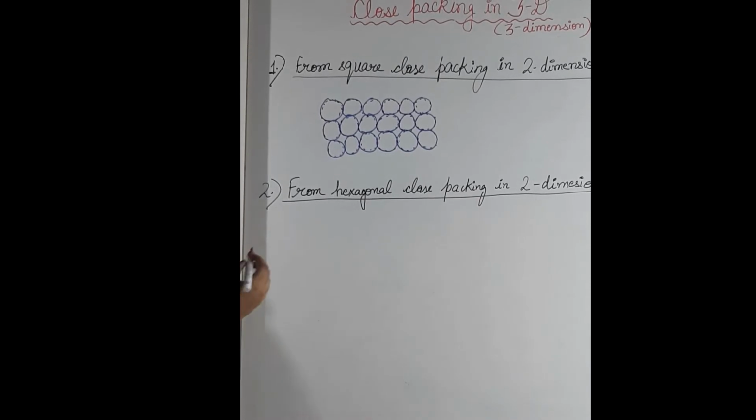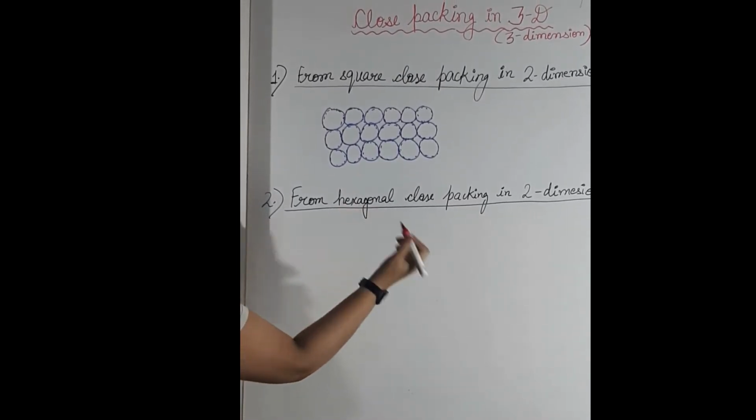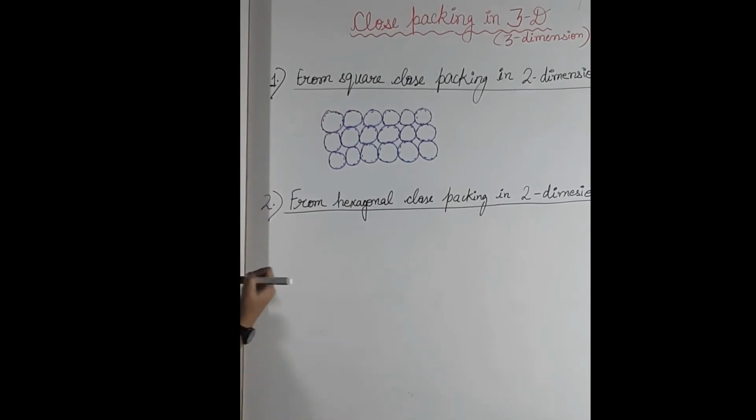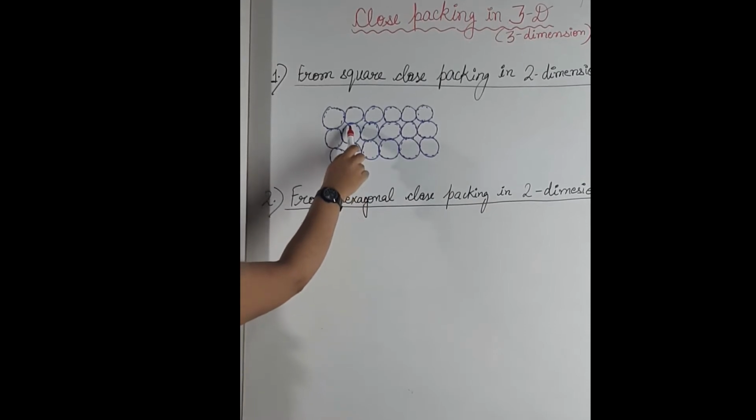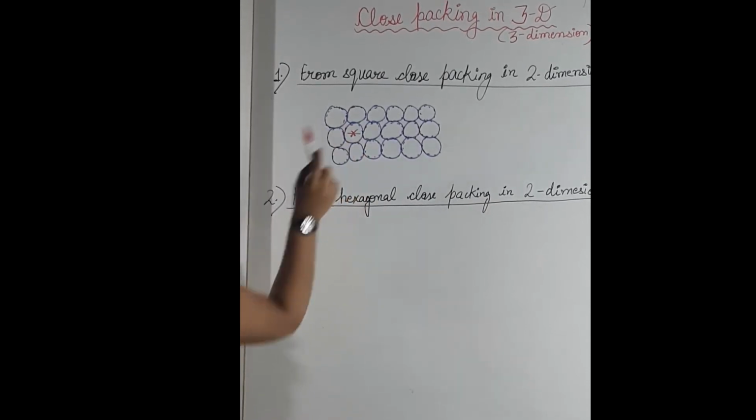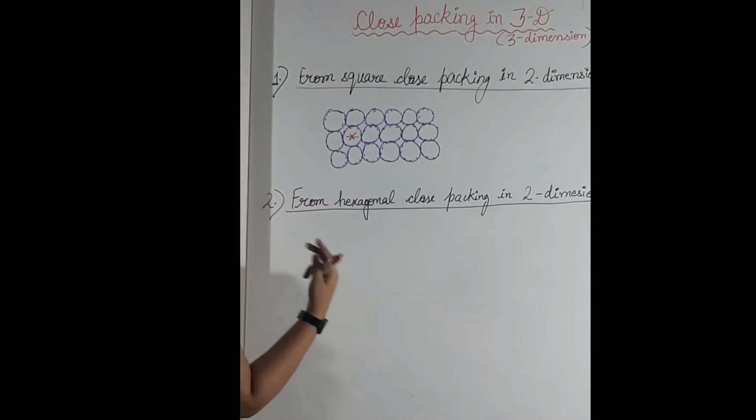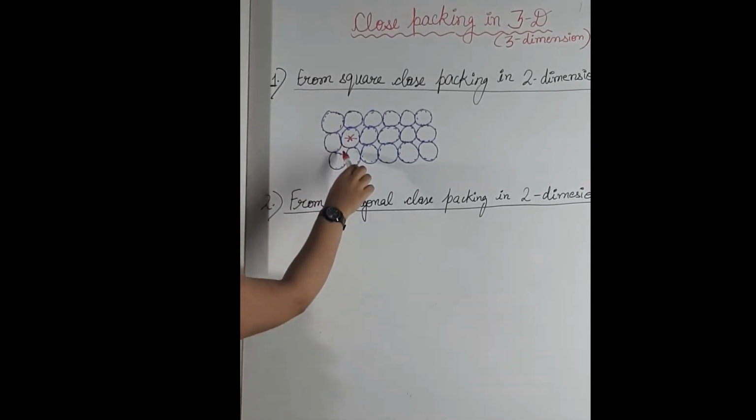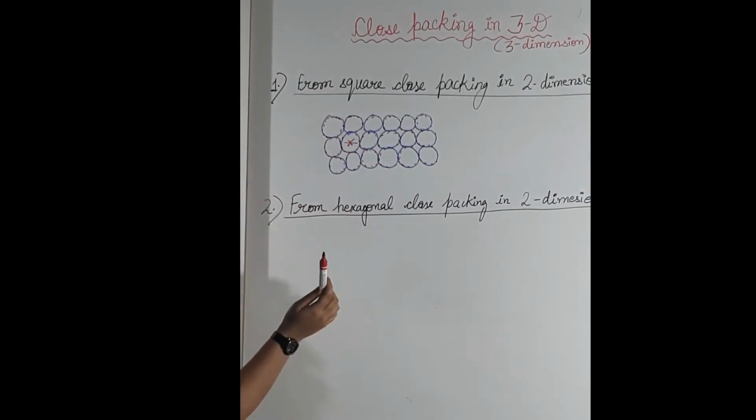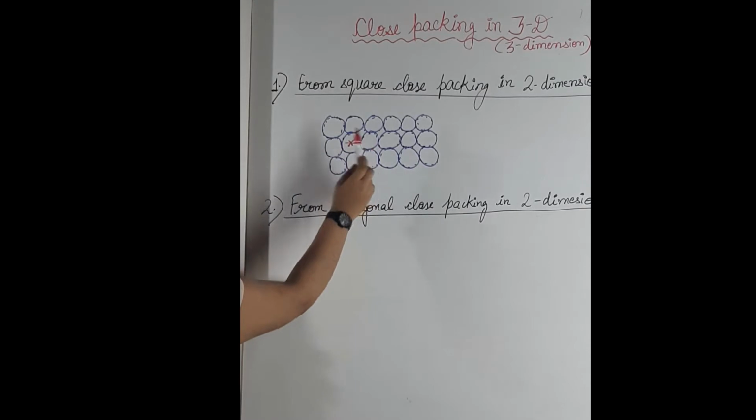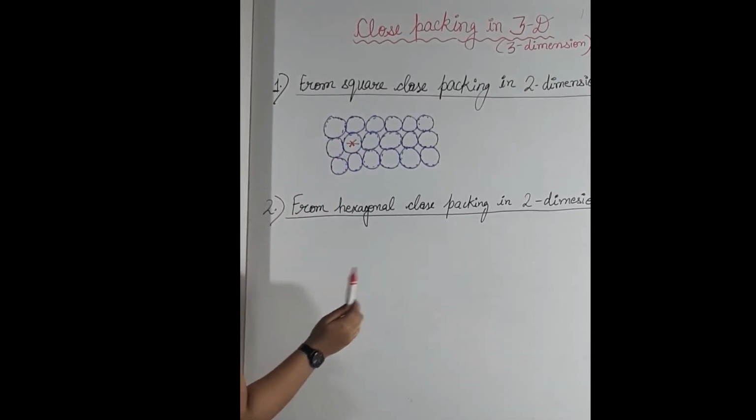Here the coordination number is 6. How? Because consider a particular sphere. Suppose this sphere, this red one. Here, this particular sphere is touched by 6 spheres. One below, one above, one this side and one from this side, and one from this side and one from this side. Giving us the 6 coordination number.